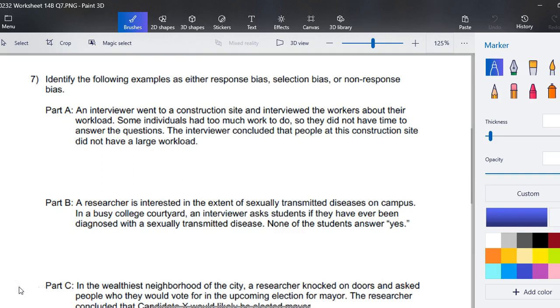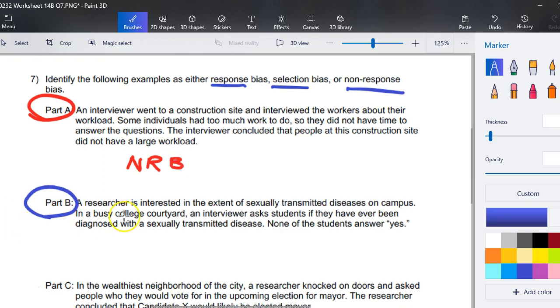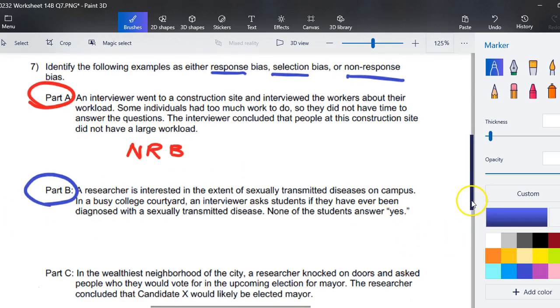So finally, we're wrapping it all up. Looking at question 7, identify the following examples as either response bias, selection bias, or non-response bias. Part A. An interviewer went to a construction site and interviewed the workers about their workload. Some individuals had too much work to do, so they did not have time to answer the questions. The interviewer concluded that the people of the construction site did not have a large workload. This is a great example of non-response bias.